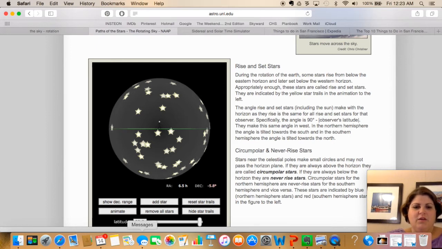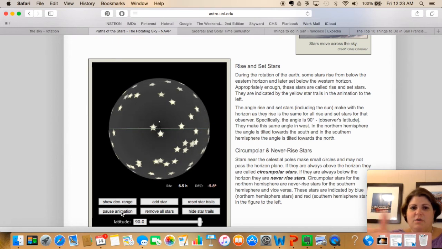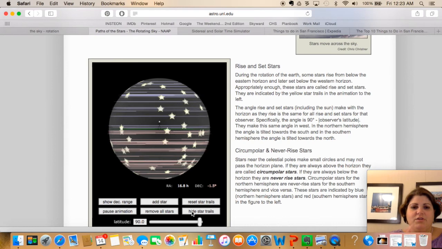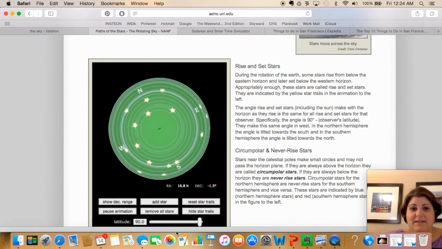So to start with, you'll notice the latitude is set to 90 degrees, or in other words, the North Pole. As we animate this drawing and we see the stars moving, we see that they're moving completely horizontal to the horizon, this green line. If we show the star trails, you'll see that they're all horizontal to the horizon. And if we change our perspective, looking at zenith, this would be down from zenith, everything is making a circle around Polaris.